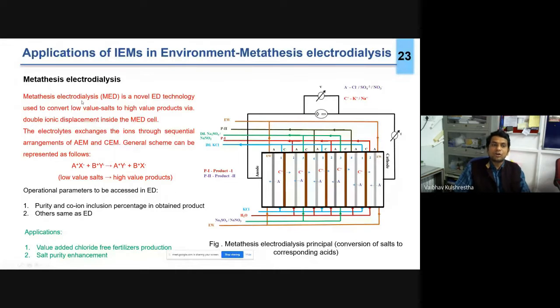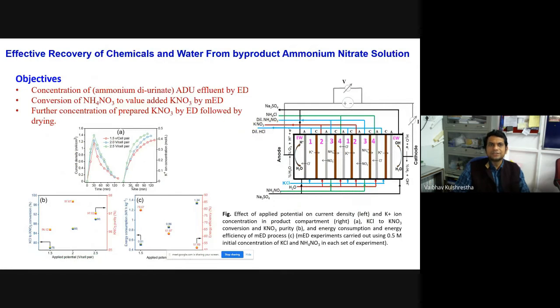The advantage of this system is that the purity of the obtained product, in terms of co-ion inclusion percentage, is very good, and the system is the same as electrodialysis. So by this we can purify our salt. Value added chloride free fertilizer can be produced. For this, we are working on the effective recovery of chemicals and water from byproduct ammonium nitrate solution.